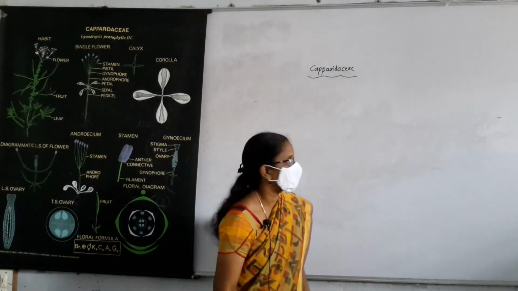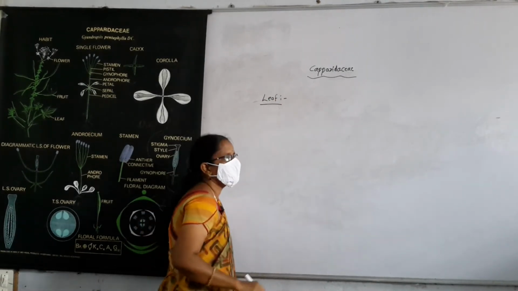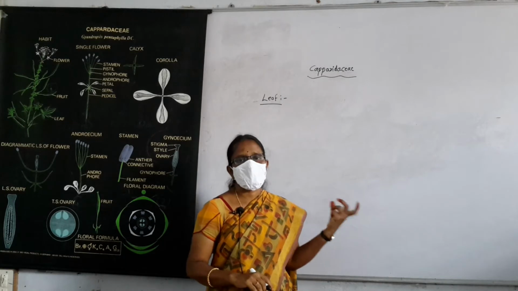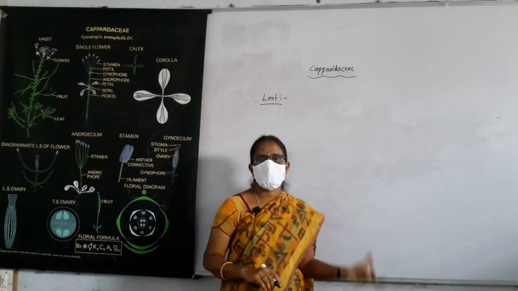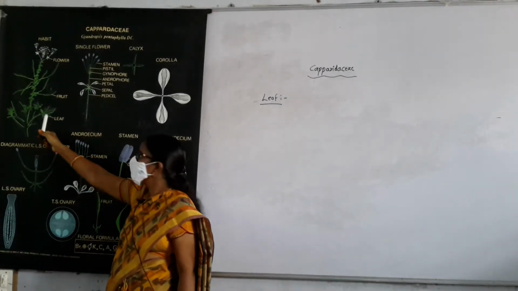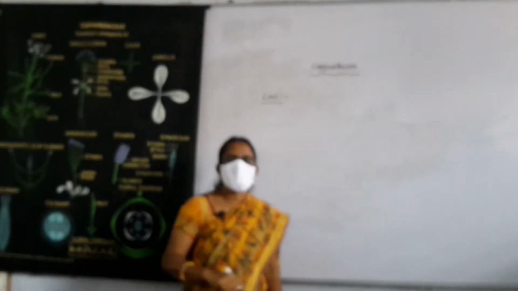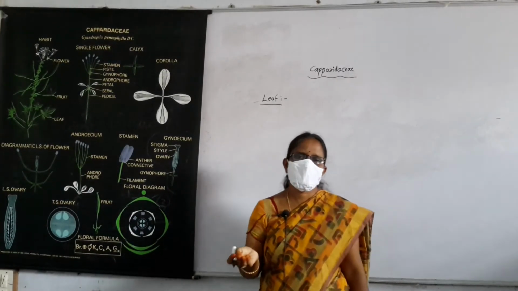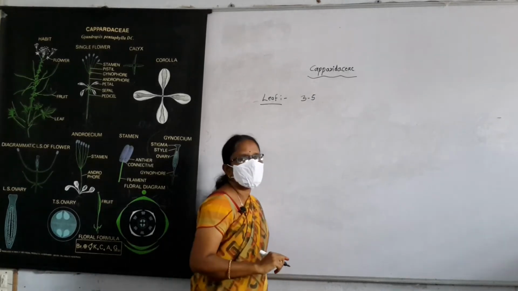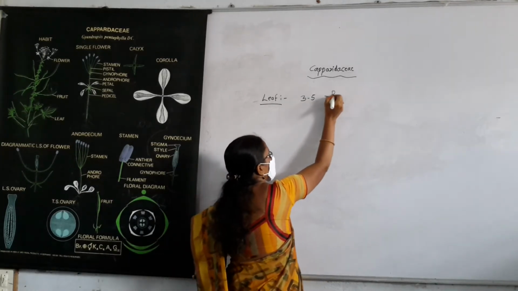Next is the leaf. The leaf is normally a simple leaf or a compound leaf. In this Capparidaceae family, the compound leaves are palmately compound leaves. For example, this is a palmately compound leaf. This is pentafoliate: 1, 2, 3, 4, 5 leaflets are present. 3 to 5 leaflets are present: trifoliate, tetrafoliate or pentafoliate.